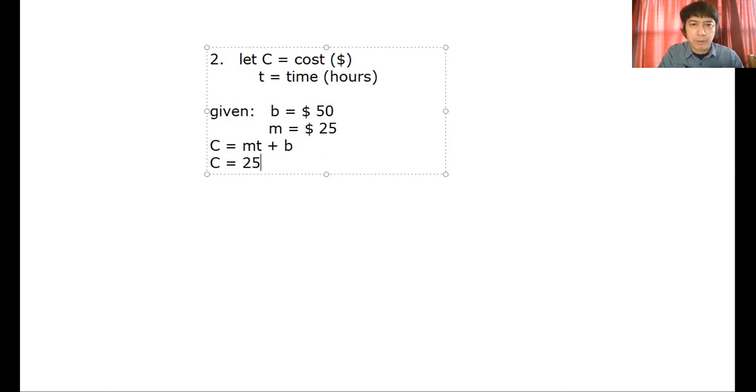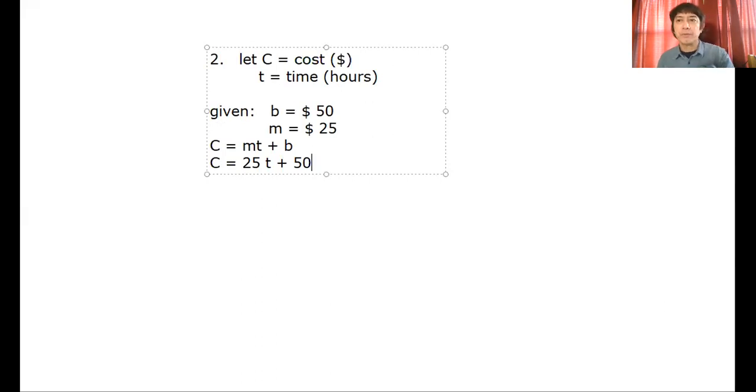Our slope is 25 times the time plus the slope-intercept, which is $50 there. So if you're going to interpret this equation, at time 0, that would be 25 times 0. And you will have something like 0 plus 50. And the cost is $50. Now, after 1 hour, that becomes 75, because that will be 25 times 1, that will be 25 plus the 50. That will be $75. And then another hour, that will be another 25. And that becomes $100 there.